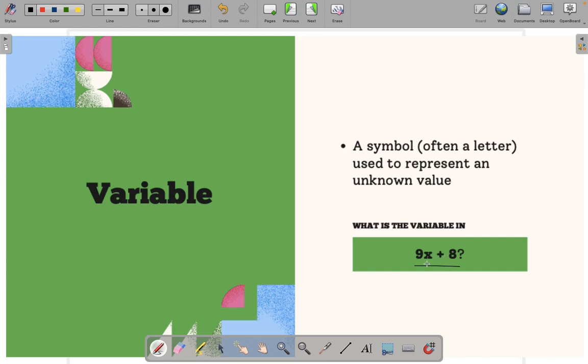Yeah, x is the variable, right? 9 and 8 are the constant terms, right? So x is the variable and 9 and 8 are the constant terms. So now the next question can be, what is the coefficient of x? The coefficient of x means what is multiplied to x, right? So if you just want to find the coefficient, just remove the variable from it. If you remove it, you'll be left with 9. So that means 9 is the coefficient of x. Okay.